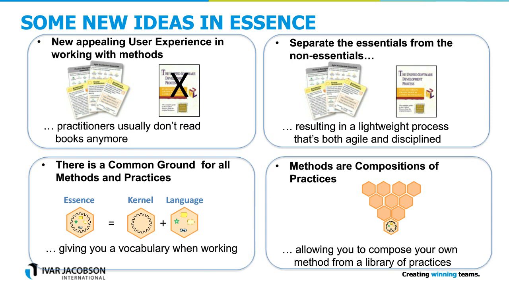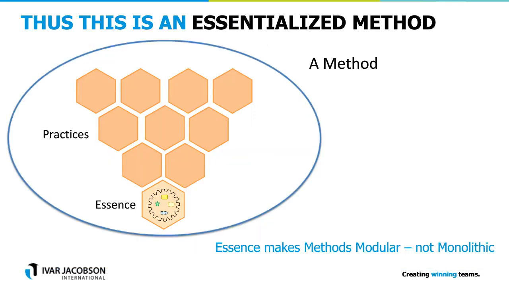So today, SAFe is extremely popular, but everything that is in SAFe has to be adapted to the SAFe way of describing practices. You cannot easily take practices from any of the other popular frameworks. So here you have a schematic picture showing a method. At the bottom you have Essence, and then you have practices on top of Essence. Essence makes methods modular, not monolithic. Every method otherwise out there is monolithic. Even if it has modules in itself, you cannot easily take things from other methods and just grab it and use it. You usually have to adapt it to the method you want to use.